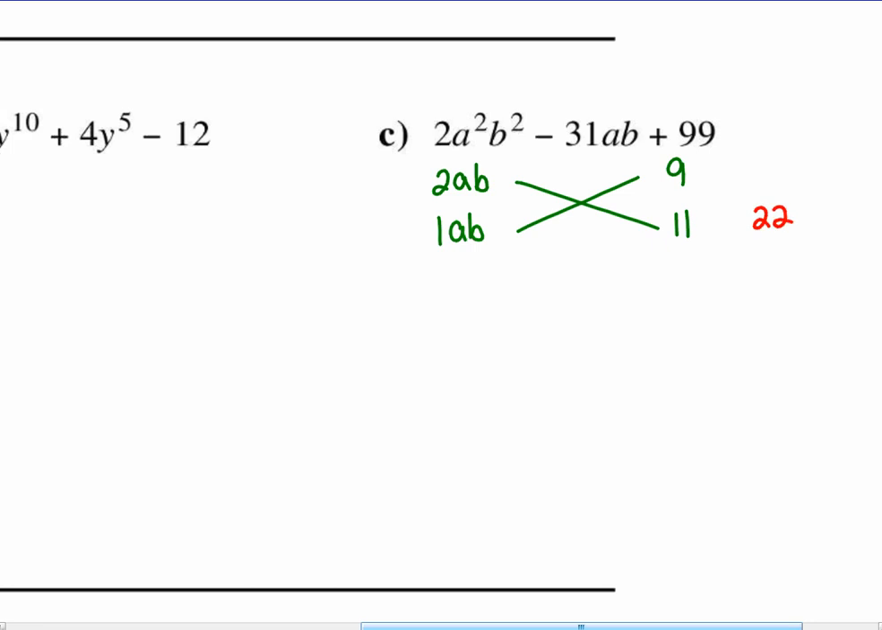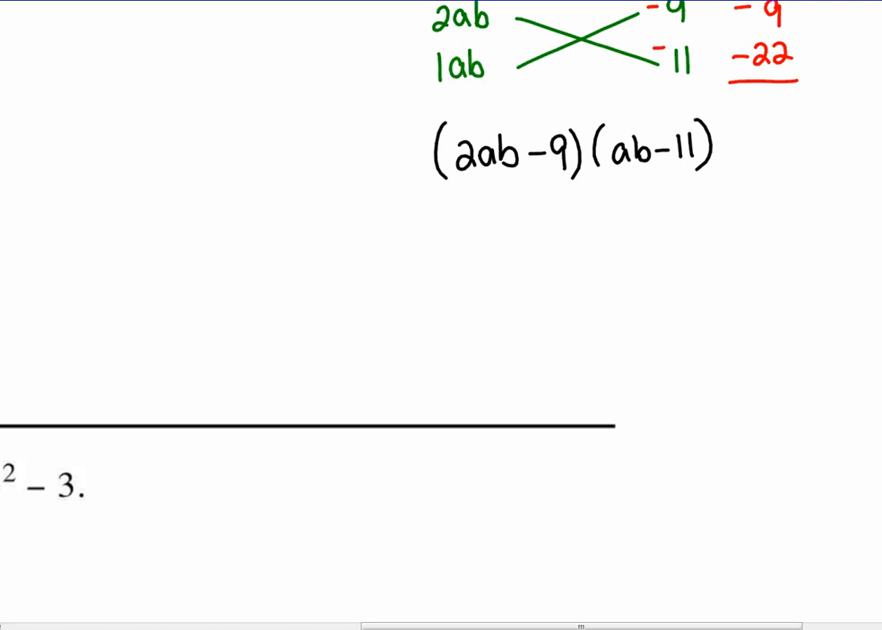Okay, can we make negative 31? Yes, if they're both what? Negative. They're both negative, and that would still give me my positive product. So this would factor to 2AB minus 9 and 1AB minus 11.